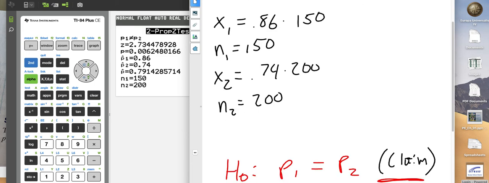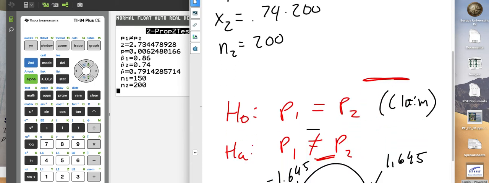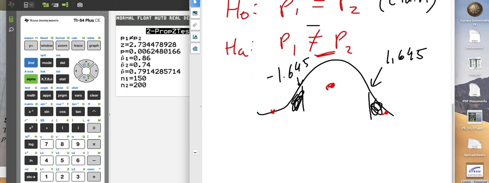All right, so we get a z-score of 2.73. Where does that put us? 2.73, it's way over here. So we're in the rejection region, and also with our p-value of 0.006, that is way less than our alpha value of 0.1. So if this is the case, we're going to reject HO.